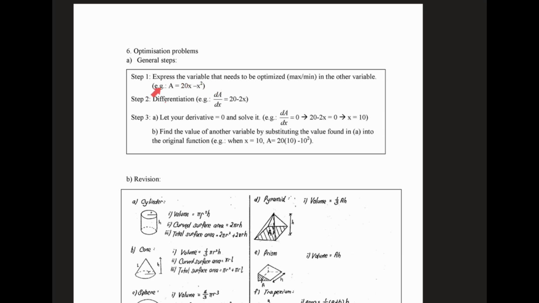If you can't remember the formula of geometry, we have the revision over here, where you can just use the information here. We have the formula to find the volume of cylinder, curved surface area of cylinder, total surface area of the cylinder. We have the volume of cone, curved surface area of the cone, total surface area of the cone. We have volume of sphere, surface area of sphere. We have volume of pyramid, volume of prism, and then we have area of trapeziums. Okay, so now let's see one example involving optimization problems.